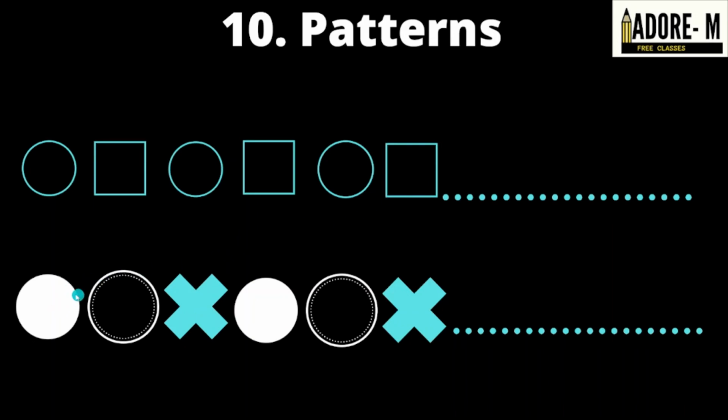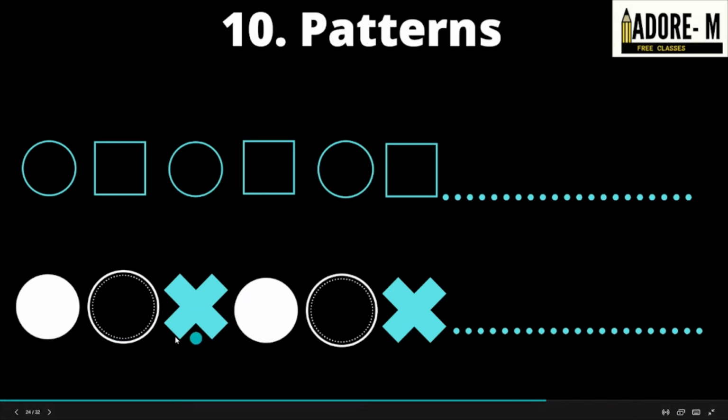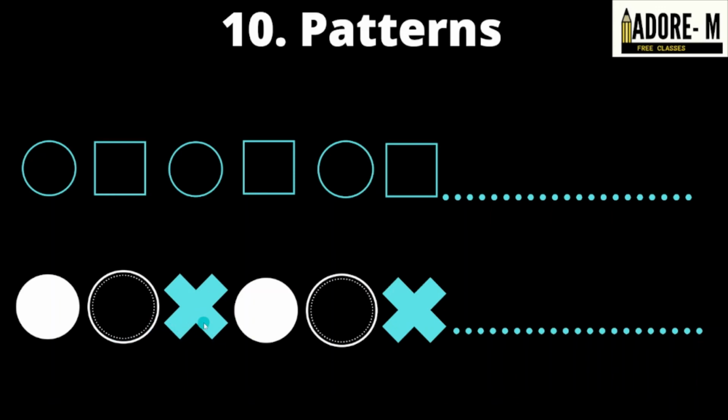It is similar here. You see here are white circles, and here are different circles, dotted circles, and here is a cross. So you see the pattern. First comes a white circle, and then a dotted circle, then a cross. Here it is the same: first white circle, then dotted circle, and then a cross. And what is going to be next? Next comes a white circle. This type of problem we will see in our chapter 10.